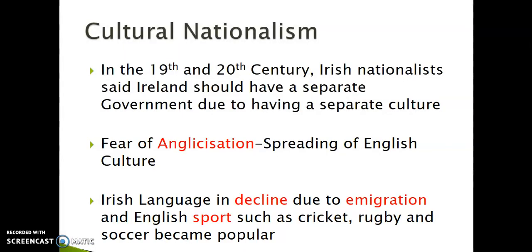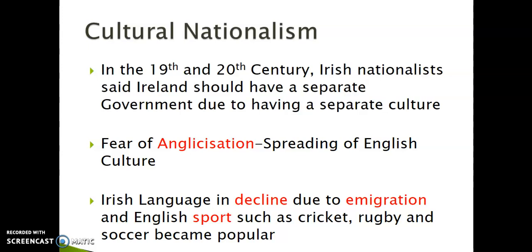So our next question, what is this cultural nationalism? So, in the late 19th and early 20th centuries, a new type of nationalism emerged, hence cultural nationalism. Cultural nationalists stressed the cultural differences between Ireland and Britain. They came to feel that Ireland should have its own government because it had a different culture from that of Britain. At the same time, though, many Irish people were adopting more and more of the English culture as the 19th century progressed. This is called Anglicisation, and this is the spreading of English culture, i.e., language, games, and customs.